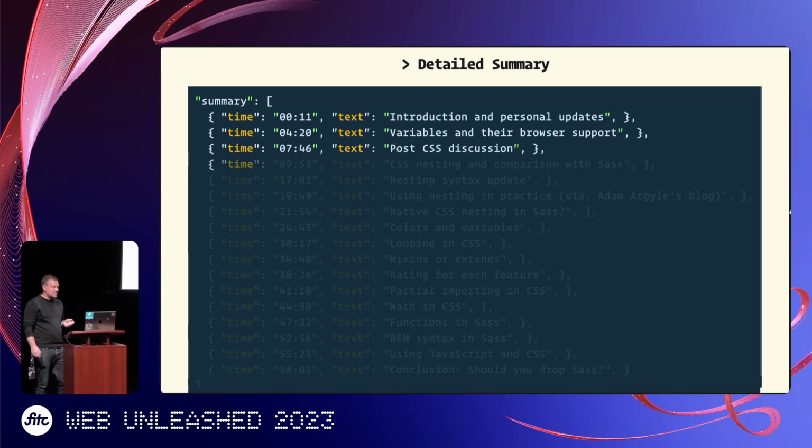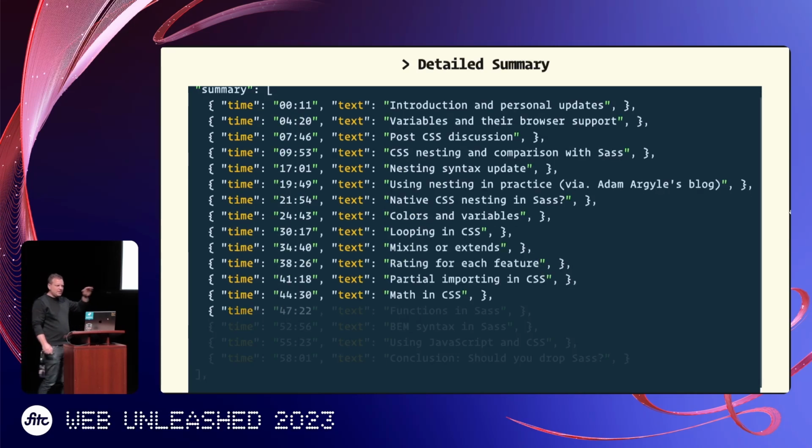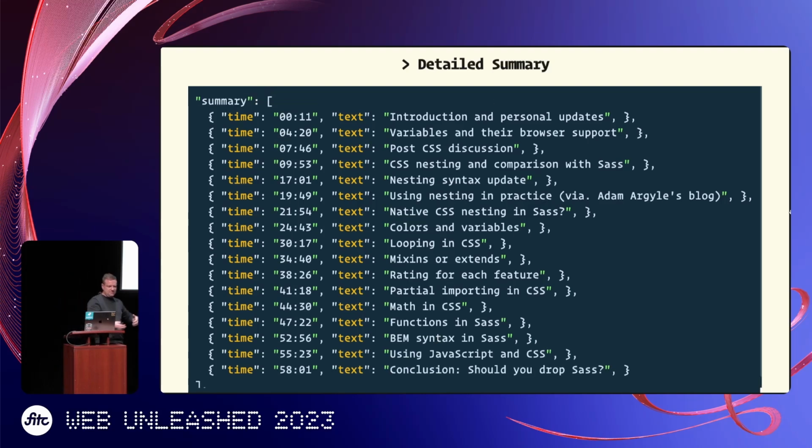You get a detailed summary, so this is really nice, with timestamps, so it will know when you have changed topics. Like even if I gave it this talk, it would probably say, all right, Wes is now talking about different coding platforms. Now Wes is talking about using ChatGPT. Now he's talking about tokens.